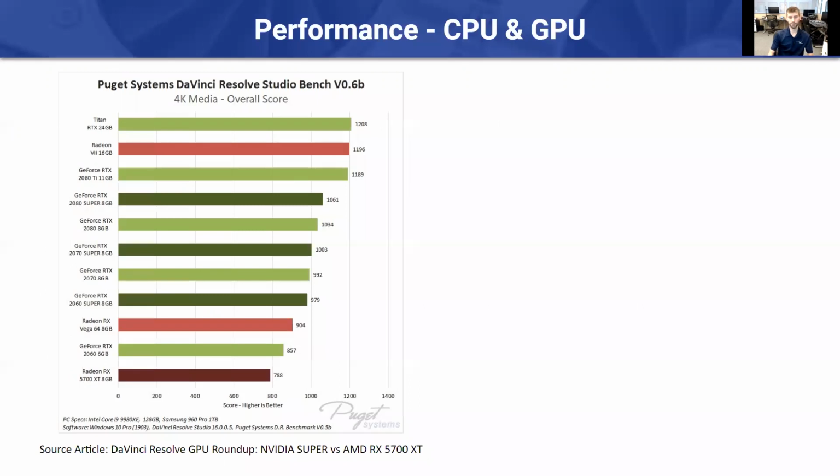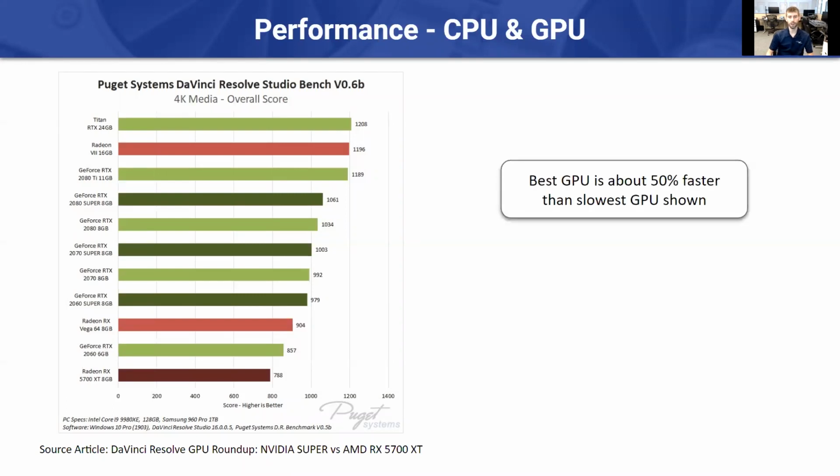And again, just putting up a chart just so you can see the relative difference between different cards. If you really want to dig into it, again, the article is listed down there. But similar to CPU, it's about a 50% difference between the fastest CPU or GPU you can get for Resolve and what we would deem the lowest end that we would be comfortable using.